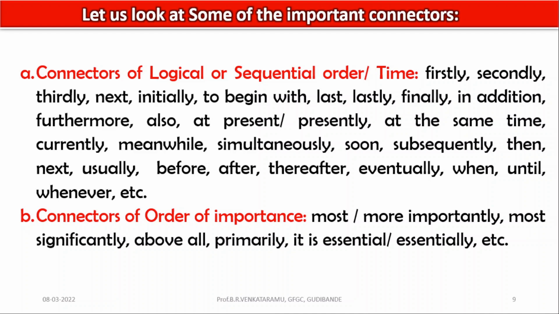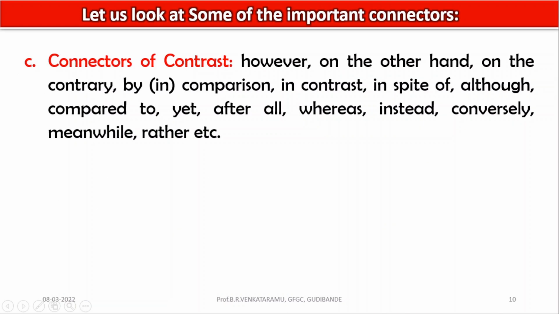The second one is connectors of order of importance. In this list, I can give some words like most, more importantly, most significantly, above all, primarily, it is essential, essentially, etc. Now let's move on to the connectors of contrast. In this list, there are few words like however, on the other hand, on the contrary, by comparison or in comparison, in contrast, in spite of, although, compared to, yet, after all, whereas, instead, conversely, meanwhile, rather, etc.